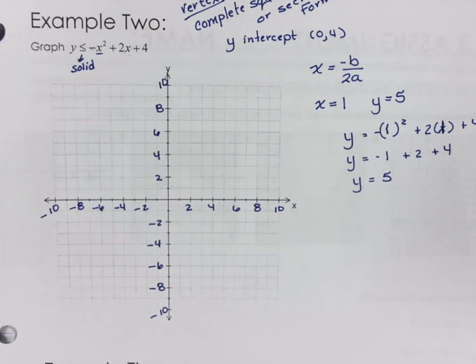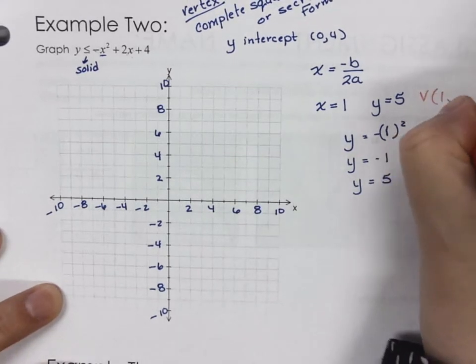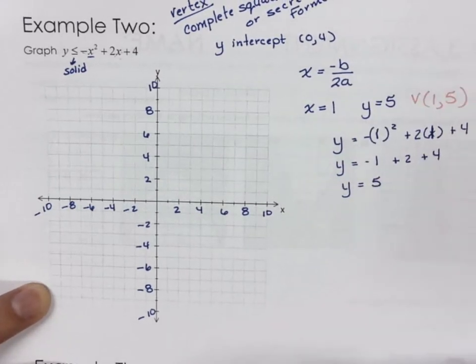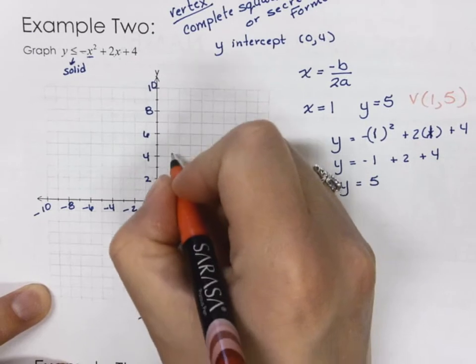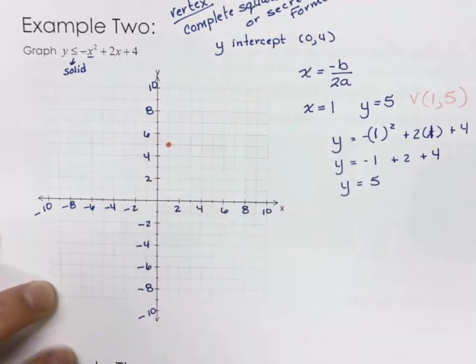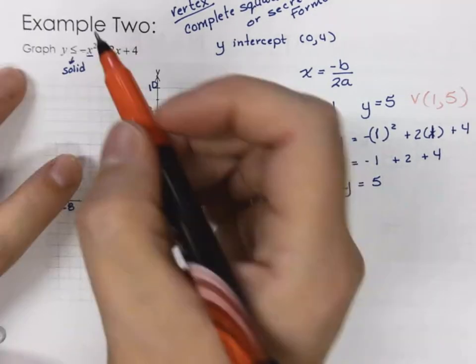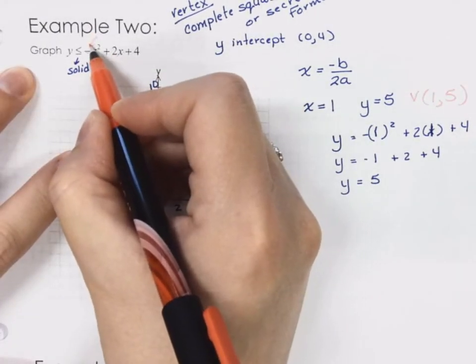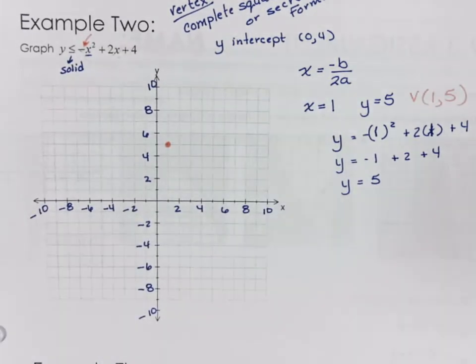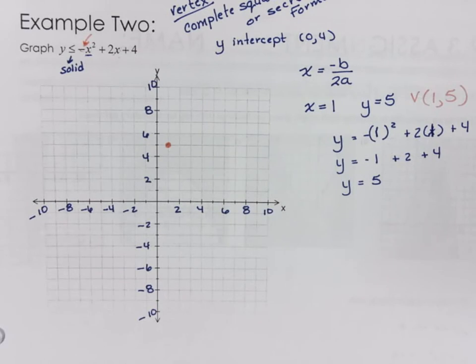Okay. And grab a different color. Okay, so my vertex is at 1 and 5. All right, so I'm gonna put that on there. My graph opens which way? Which way does my graph open? Down. My graph opens down, so that -1 is telling me that my graph opens down.